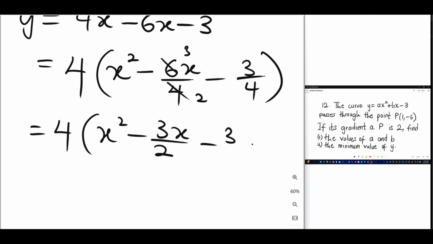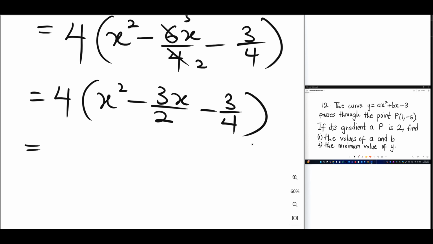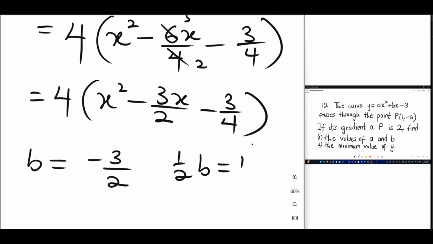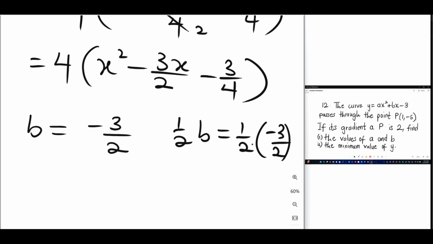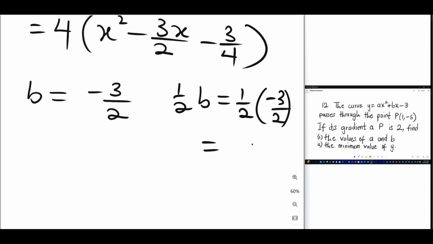Then minus 3 divided by 4, all right? Now, we are going to identify our b, all right? So we have the coefficient of x to be the b. So our b is equal to negative 3 divided by 2. Then you now find half of b, okay? So our half of b will be half of negative 3 divided by 2, okay? And this will give us a result of negative 3 divided by 4. All right. So this is our half of b. So our half of b is equal to negative 3 divided by 4.